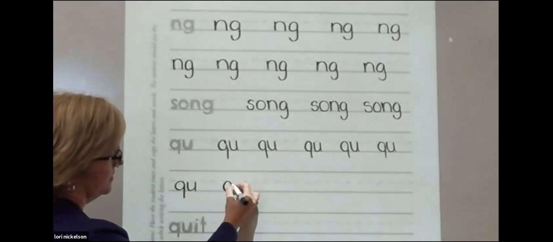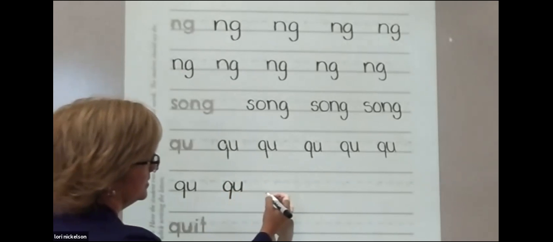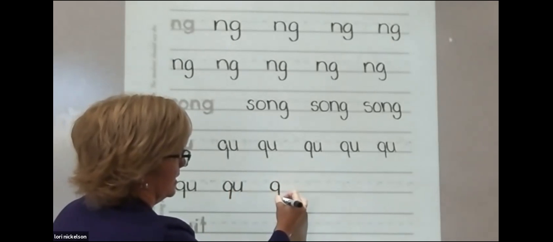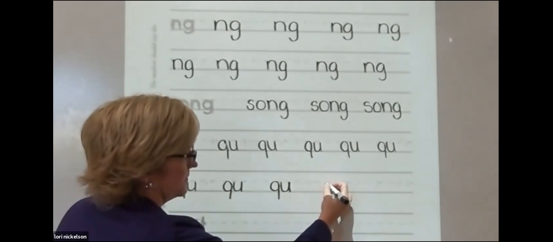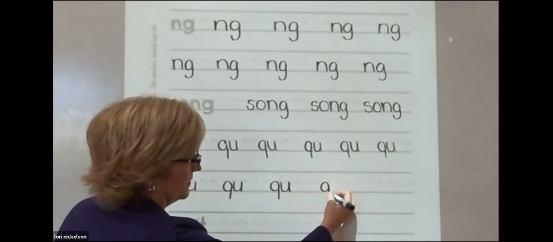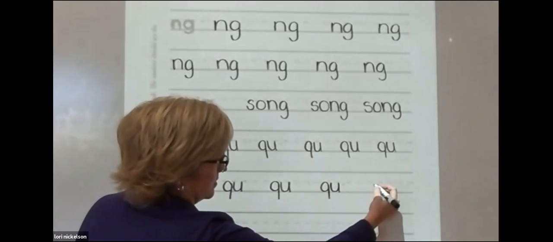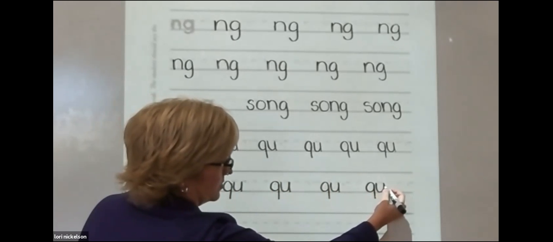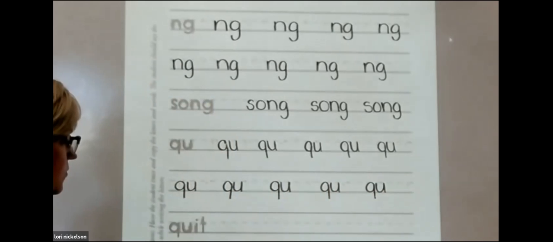Circle to the left, line down, cup with the short stick down. Circle left, line down, cup, short stick. Good. Now let's write our word.